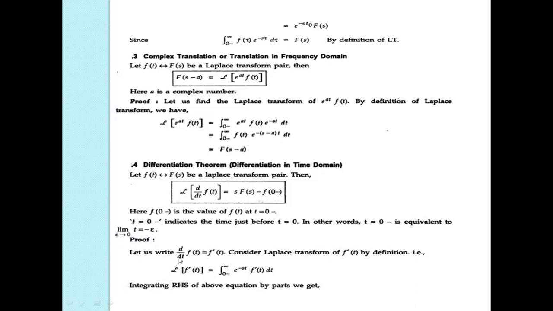And let us write that d by dt of f of t is f dash of t. Consider the Laplace transformation of f dash of t by the definition. Laplace transformation of f dash of t is the integral from 0 minus to infinity. I'm taking 0 minus, students, because it is unilateral. The integral from 0 minus to infinity of e power minus st f dash of t. Why am I taking f dash of t here? We are applying the Laplace transformation for the derivative f dash of t.